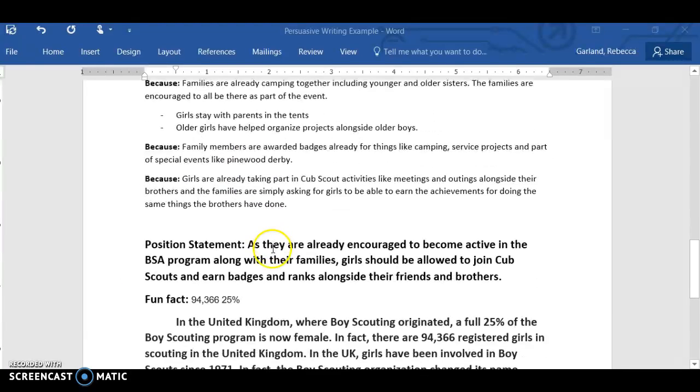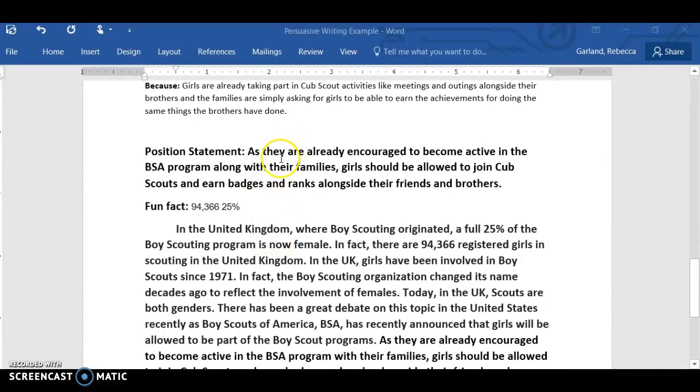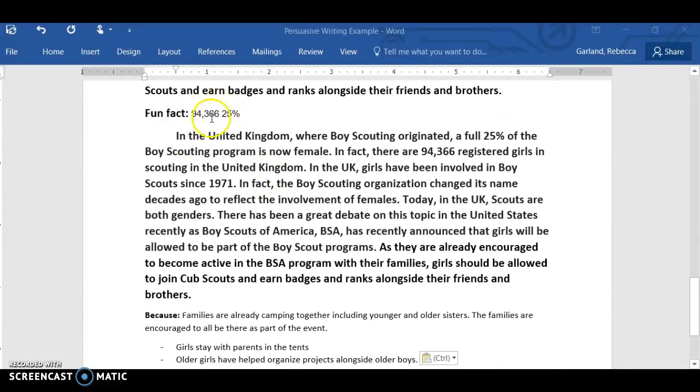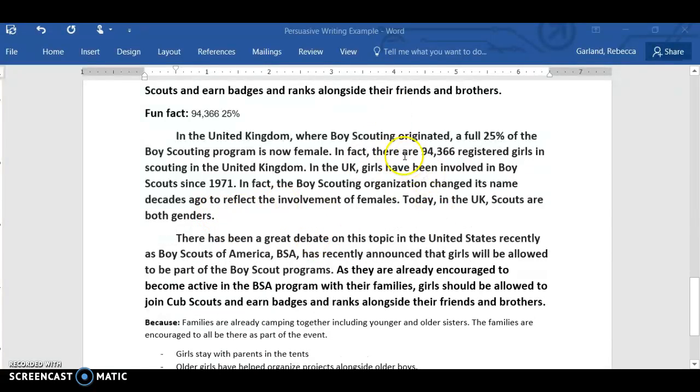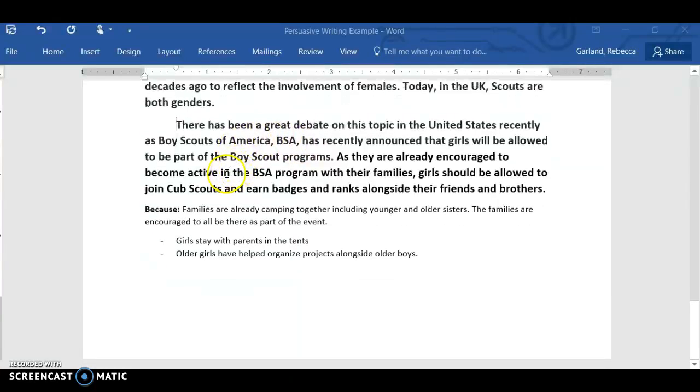So you already remember we did a position statement right here. We found some fun facts to use as our opener. We wrote an entire long introductory paragraph, and I could even break this into 2 paragraphs if I wanted to, because there's no rules saying how many paragraphs have to be in a paper. And so now it's time to actually start writing the support.